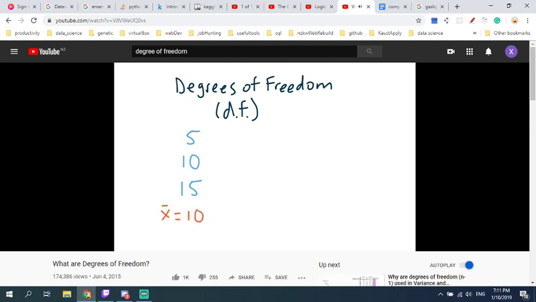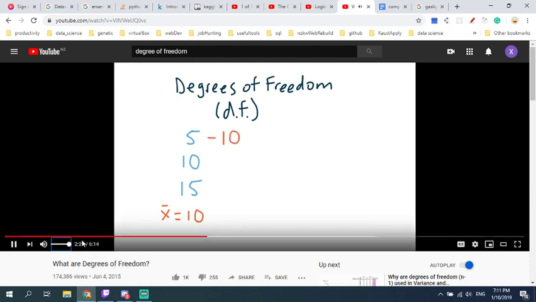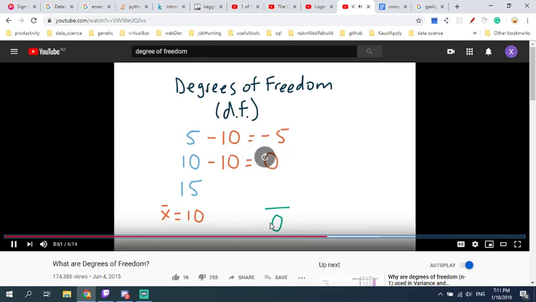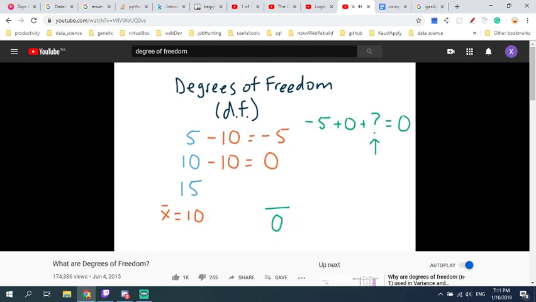And so let's say we want to figure out how much each person deviates from the mean. So it's basically like the variance. So what you would do is go minus 10, because that's minus the mean. And so this last number can't be anything. It can't be free to vary because it has to equal this last term, which is 0. So because it's not free to vary, that is not included within your degrees of freedom.